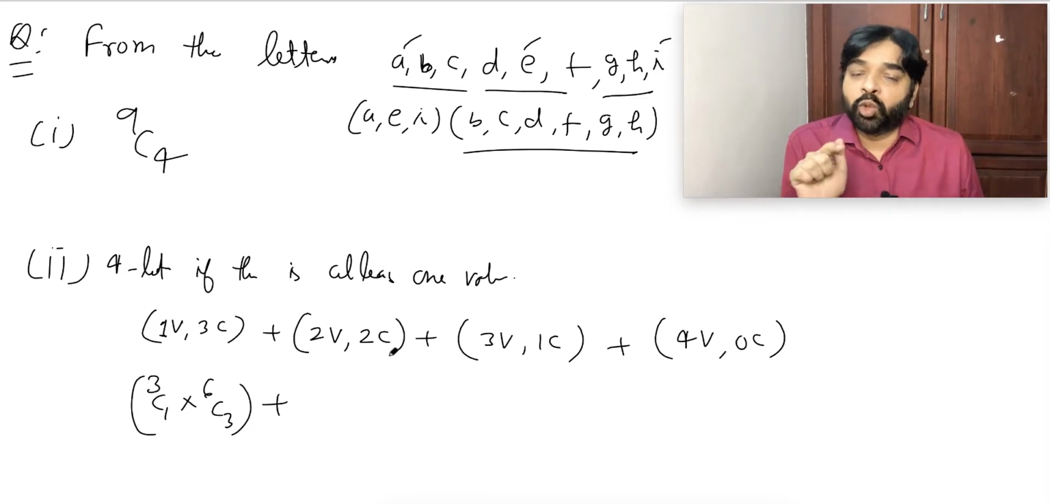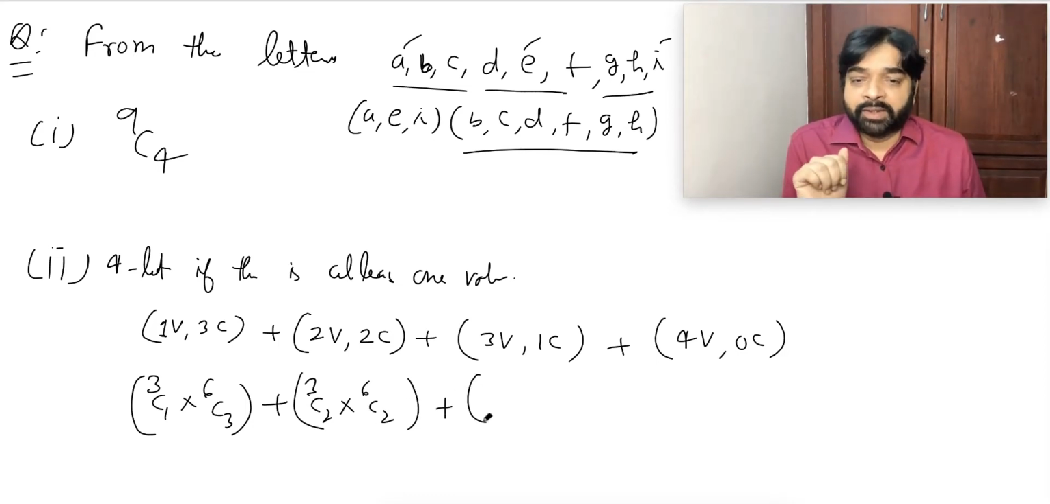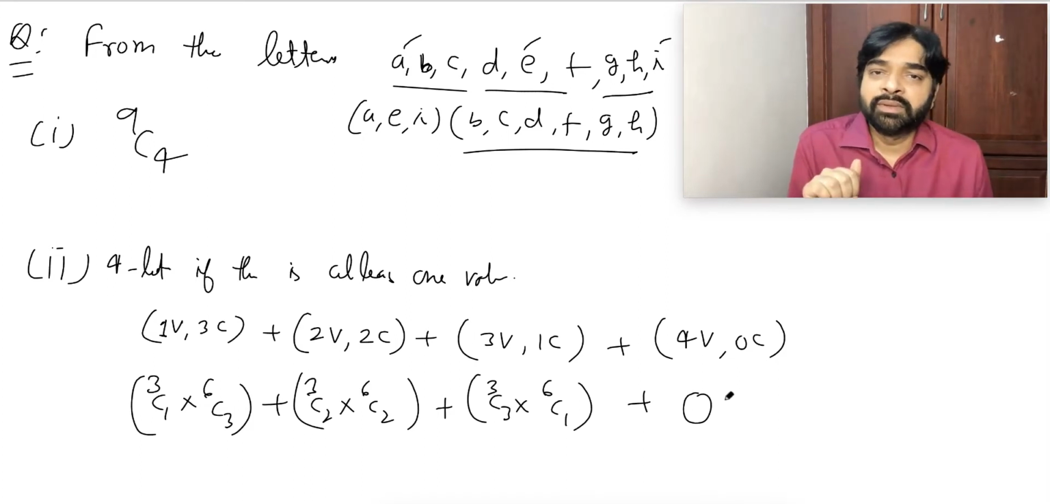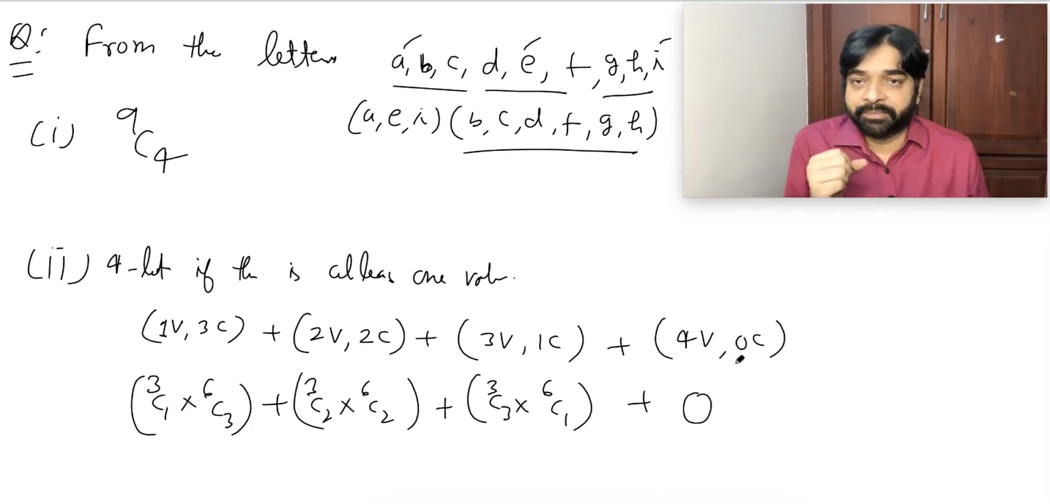Plus 2 vowels, 2 consonants: 3C2 into 6C2. Or 3 vowels: 3C3 into 6C1. Or 0. Why 0? There is no case of 4 vowels, since there are only 3. Have you understood? This is called the impossible case.